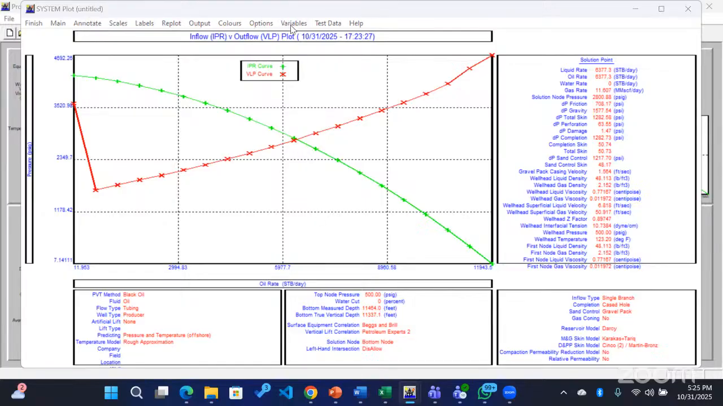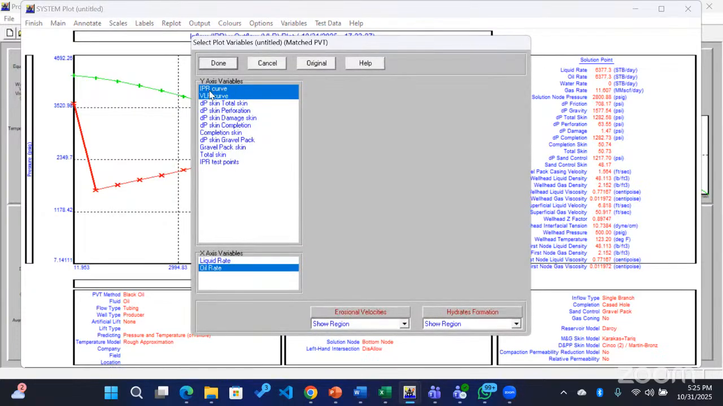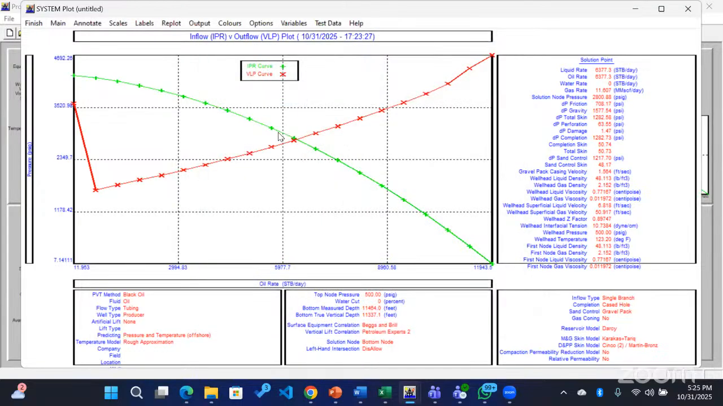So you can plot a lot of things. What we just plotted is the IPR curve and VLP curve, which is what we're interested in. We can see change in skin, total skin, completion skin, gravel pack skin, IPR test point, as the case may be. So let's just limit it to that for the sake of time.